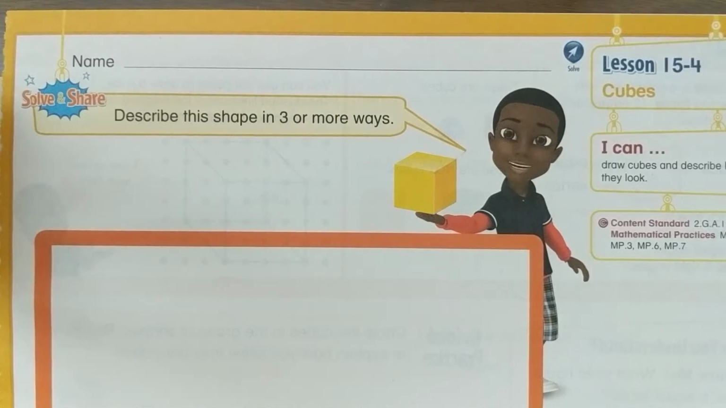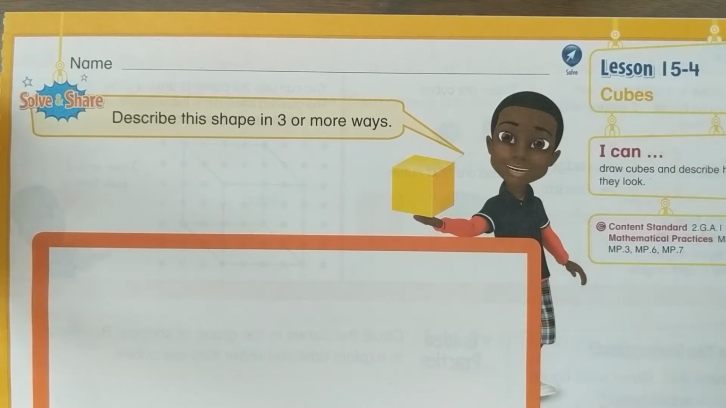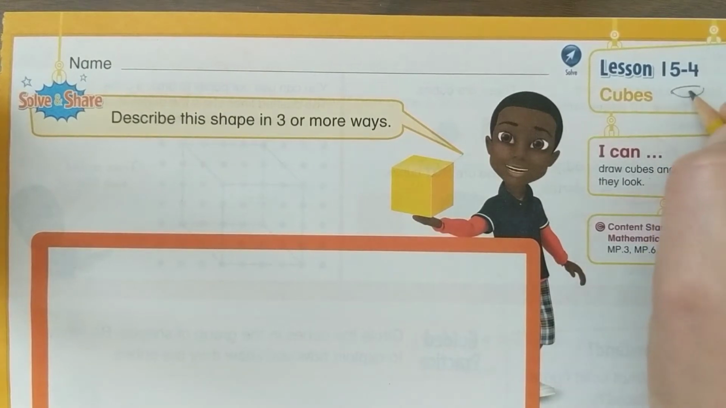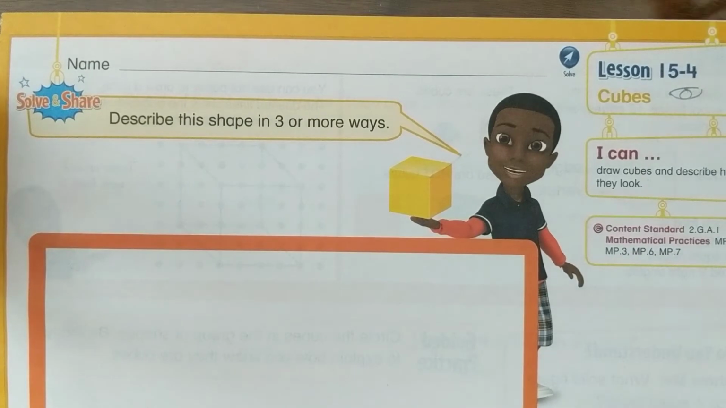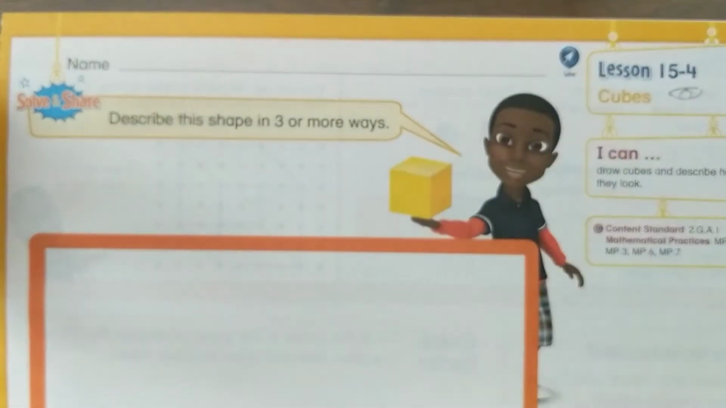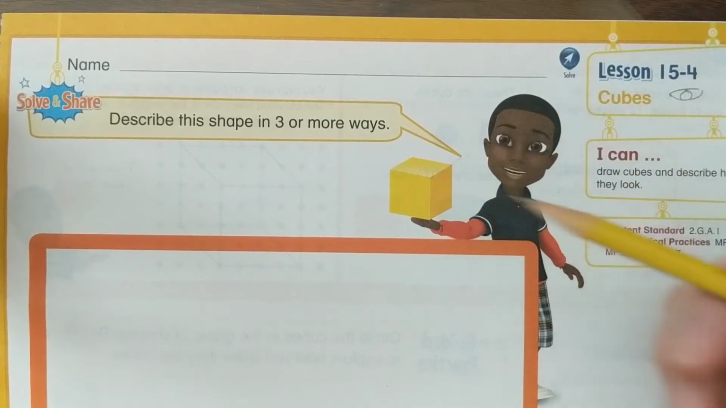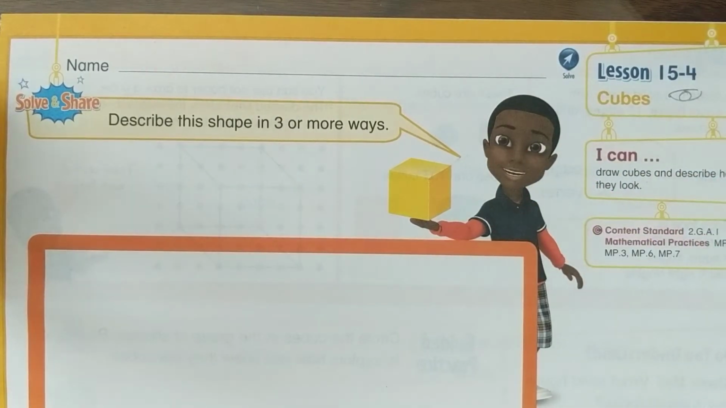This is lesson 15-4 in math, and we are learning about cubes. You should have already watched the visual learning video on Pearson Realize. Okay, I have a cube in front of me here too if we need to, and we can look at the picture here that he's holding. It says we need to describe the shape in 3 or more ways.